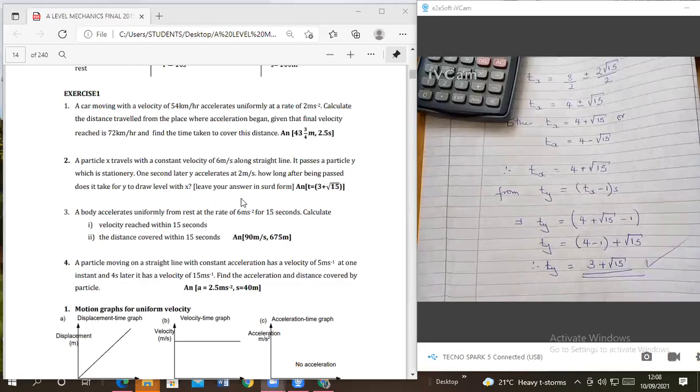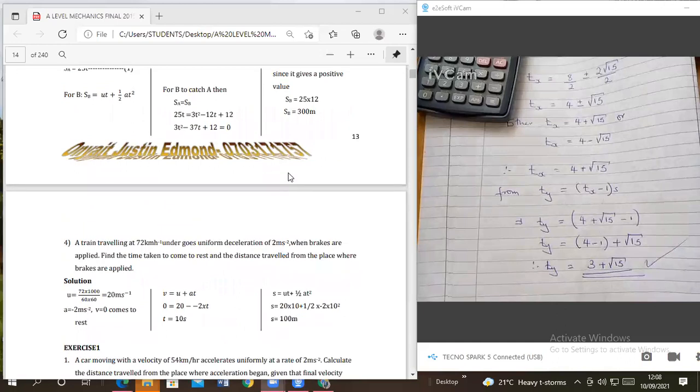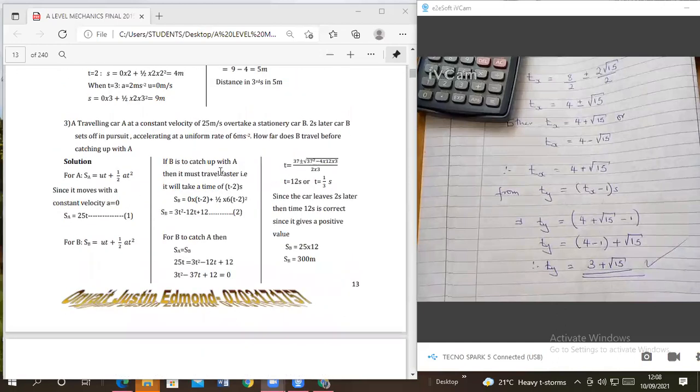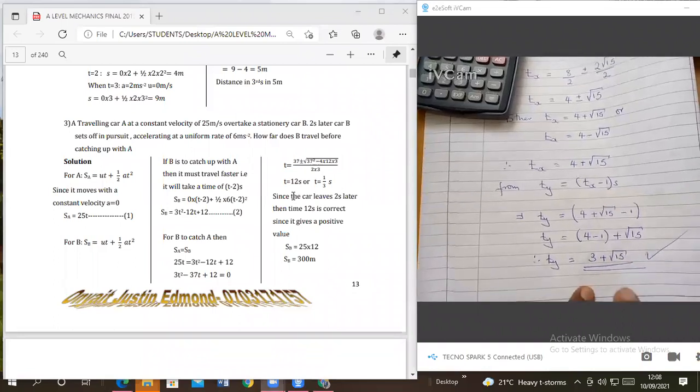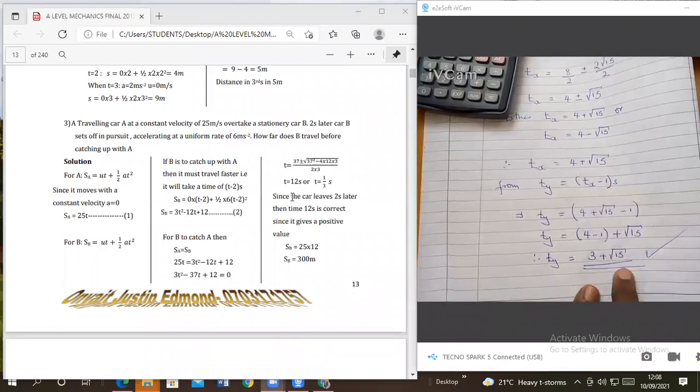Good. Now, another question which is related to that is question number 3. So it's the same question, you do it the same way. In case they were asking for distance, here they were asking for time. In this particular question, they were asking for time. What if they were asking for distance? What were you going to do?